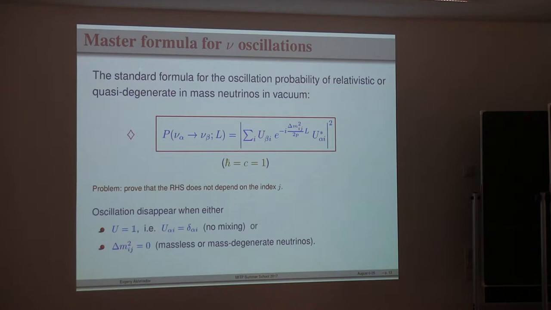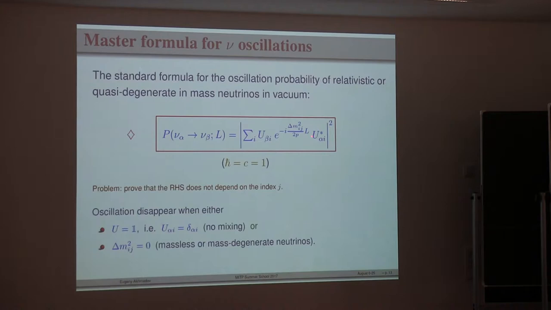This term here projects the produced flavor state alpha onto the mass basis. Why do we need this? Because we don't have a simple rule for evolution of flavor state. The evolution of mass eigenstates is very simple. Mass eigenstates just pick up some phase factors. But the flavor states do not. Therefore, we have to go first from flavor state to the mass eigenstate. So we project them onto the mass eigenstate basis.